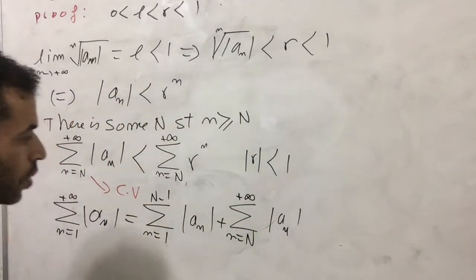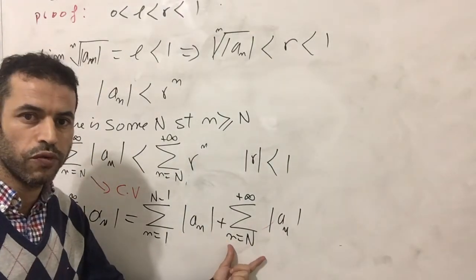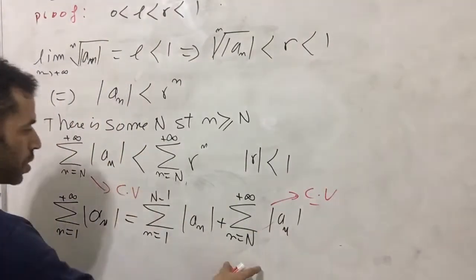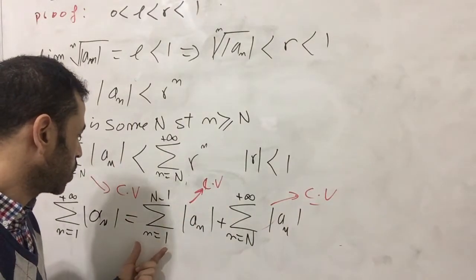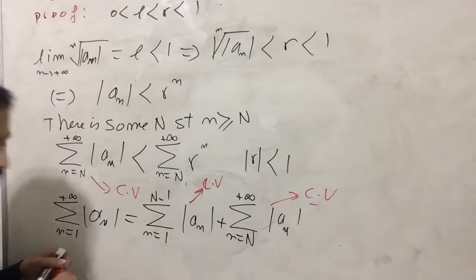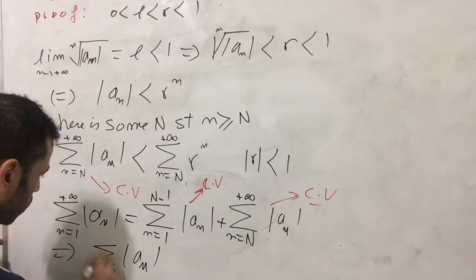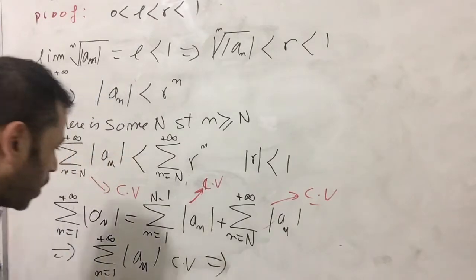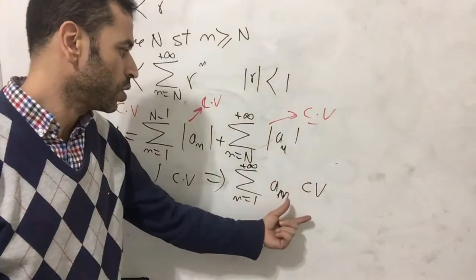Now, as we proved before, this one is a convergent series, because we have used the comparison test. This one is a finite sum, which means it converges because it goes from 1 to capital N minus 1. So finally, the sum of a sub n as n goes from 1 to plus infinity is absolutely convergent, which implies that the sum of a sub n as n goes from 1 to infinity converges.